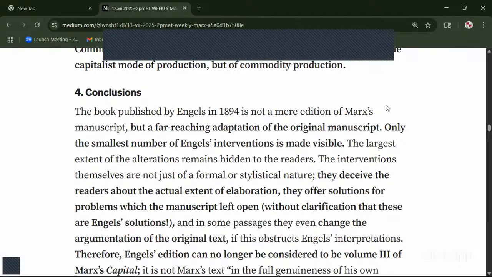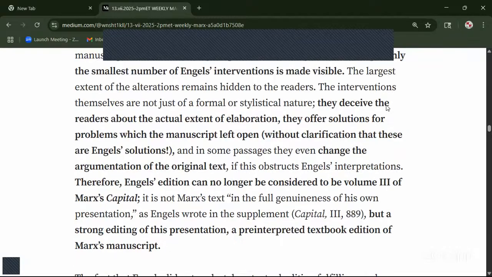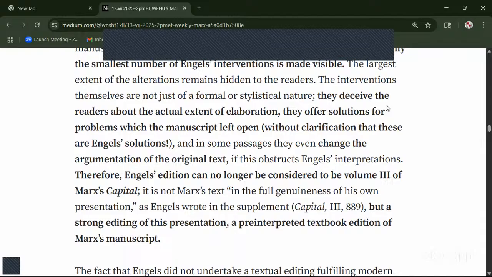Therefore, Engels' edition can no longer be considered to be volume 3 of Marx's Capital. It is not Marx's text in the full genuineness of his own presentation, as Engels wrote in the supplement, but a strong editing of this presentation, a pre-interpreted textbook edition of Marx's manuscript.